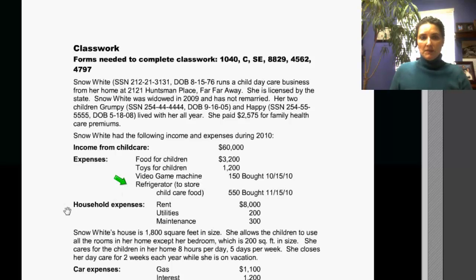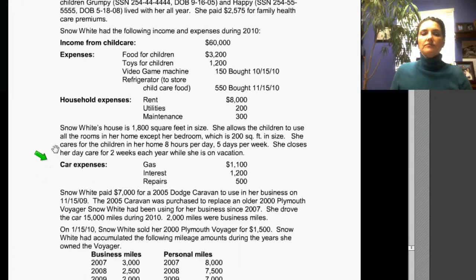She also had household expenses, including rent of $8,000, utilities of $200, and maintenance of $300. Snow White's house is 1,800 square feet in size, and she allows the children to use all of the rooms in her home except her bedroom, which is 200 square feet in size. She cares for the children in her home 8 hours per day, 5 days per week, and she closes her daycare for 2 weeks each year so she can take a vacation.